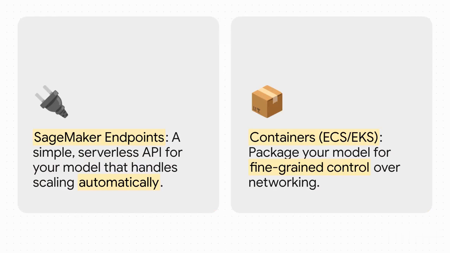And here we are again, at another key architectural fork in the road. For deployment, you could use SageMaker endpoints, which is a really simple, serverless way to create an API for your model. Or, if you have more complex needs, you can package your model into a container and deploy it on a service like ECS or EKS. That gives you absolute fine-grained control over how it scales and communicates with everything else.